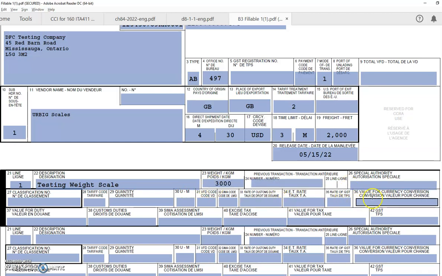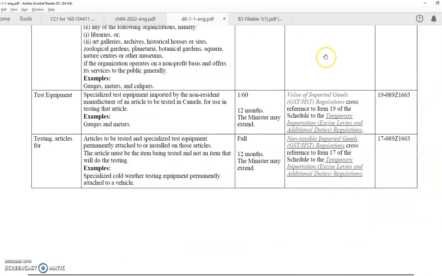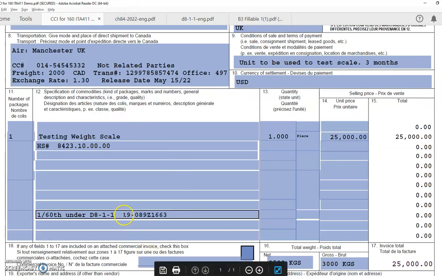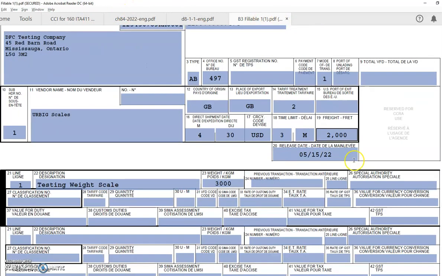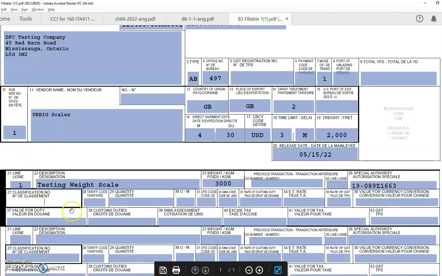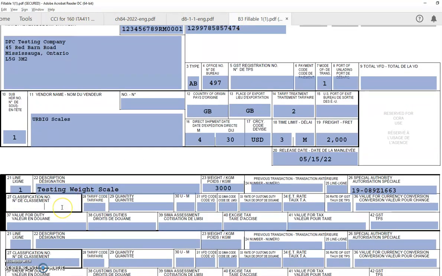All right. Now, field 26, special authority. This is where you put this item here. And I'm going to give it to you in this class. So if I give you the special authority, you need to put it in field 26. Classification number is 8423100000.